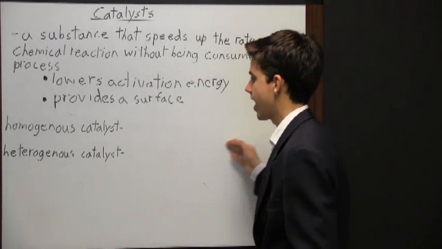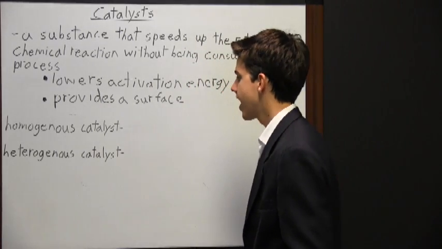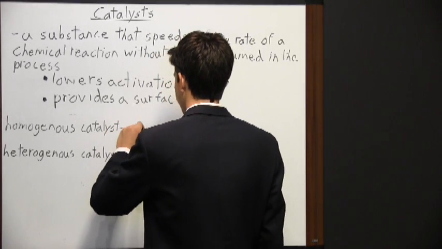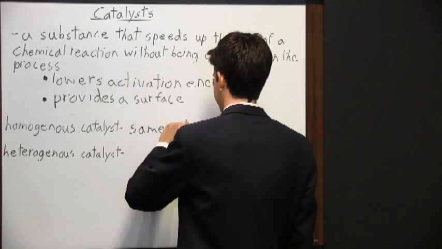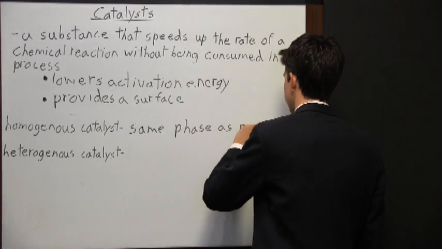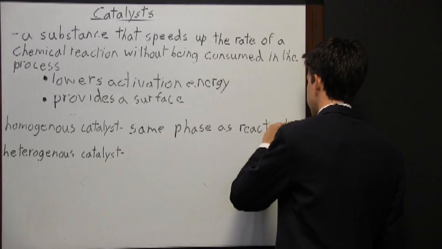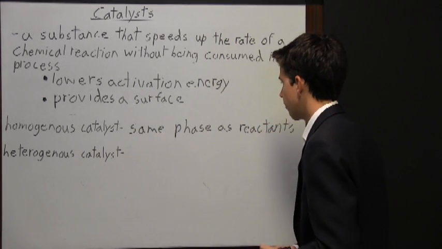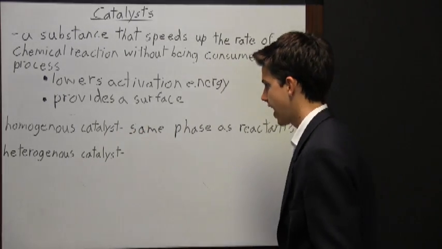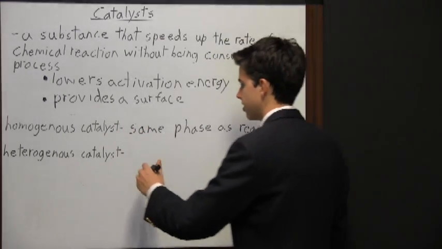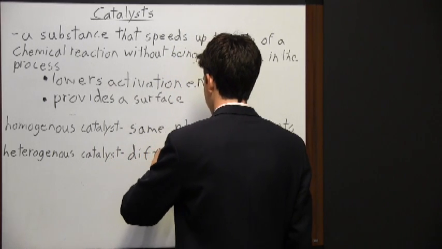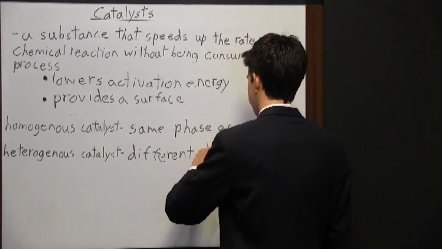Now, we can classify catalyst as homogeneous catalyst and heterogeneous catalyst. So a homogeneous catalyst is in the same phase as the reactants. So say you have a liquid reactant and you have a liquid catalyst, then it's a homogeneous catalyst. Now, a heterogeneous catalyst is just the opposite of that. The catalyst is in a different phase than the reactants are.